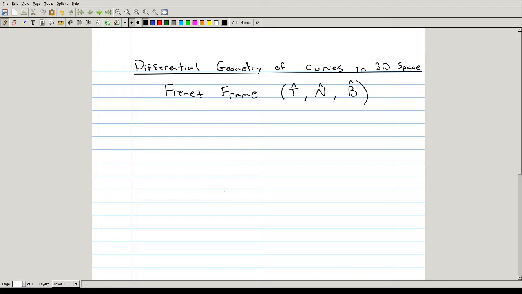This triplet is sometimes called the fundamental trihedron, and basically can be defined at any point along any curve. So recall that.